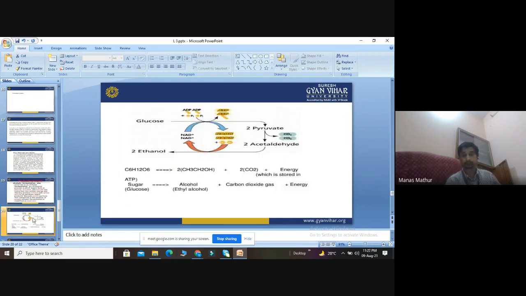Then we discuss the basic chemical reaction. Glucose molecules are there, exchange of ATP to ADP is there, formation of two pyruvate molecules, liberation of CO2 molecules, they will form acetaldehyde, NADH is converted to NAD, they will form two molecules of ethanol, energy is stored in the form of ATP, and finally they will form alcohol and CO2.